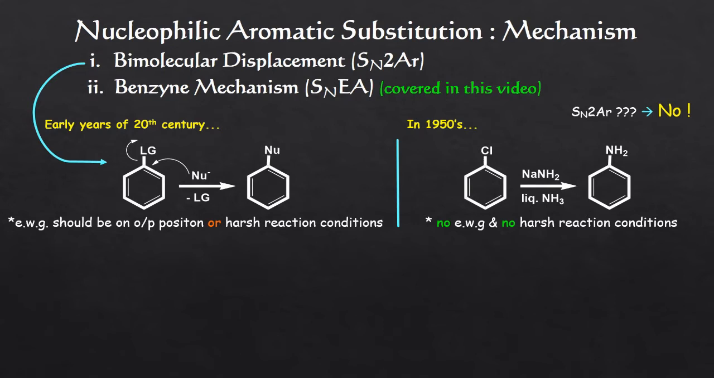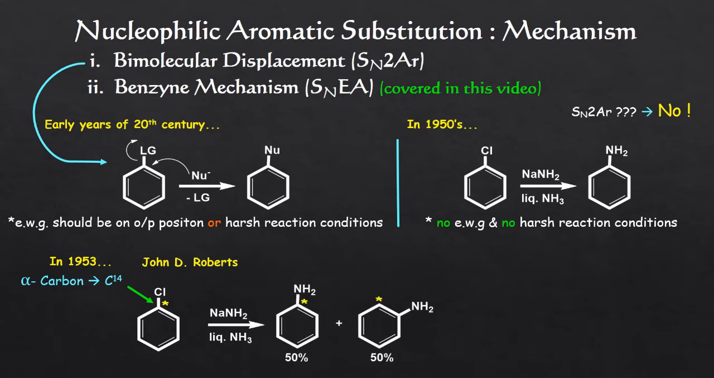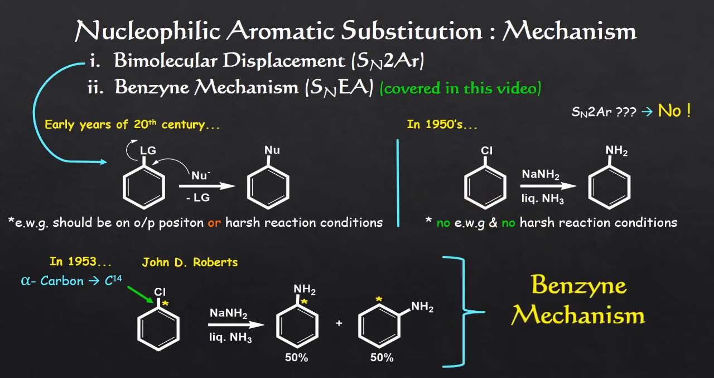Finally, in 1953, John D. Roberts got the answer. He carried out the same reaction just by replacing the alpha carbon with its radioactive isotope, that is carbon 14, which is also called labeling. Here he got an interesting result. Two products were produced in equal amounts, where in product 1, NH2 was attached on the same alpha carbon where the chlorine was present, but in the other product it was attached on the adjacent carbon. From this experiment, he derived the concept of the benzyne mechanism, which can justify this reaction.